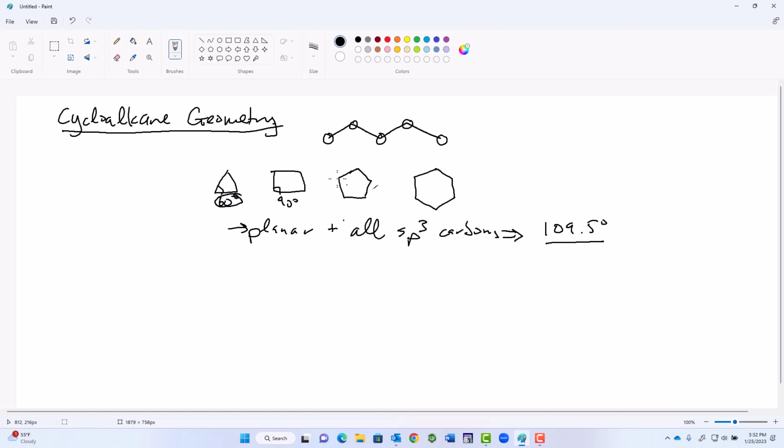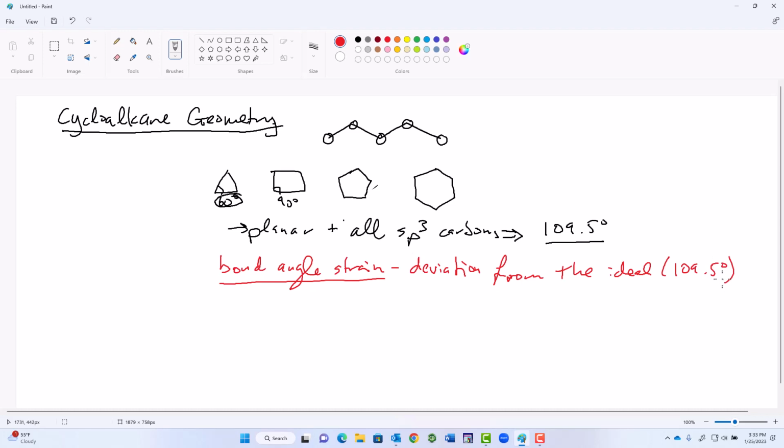There are a couple of different kinds of strain that we encounter in cycloalkanes. One of them, which is what we just talked about, is from the bond angle. This is bond angle strain. Bond angle strain is strain caused by deviation from the ideal, and in the case of cycloalkanes, the ideal is 109.5 degrees. Anytime we get away from 109.5 degrees, we're causing bond angle strain, and the further away we get, the more bond angle strain we experience.